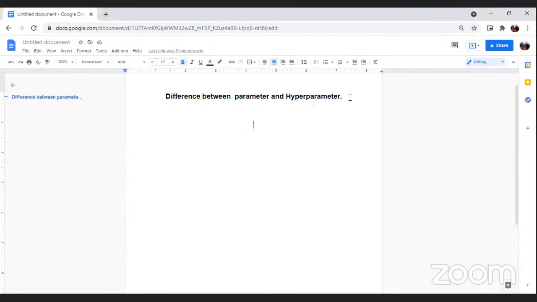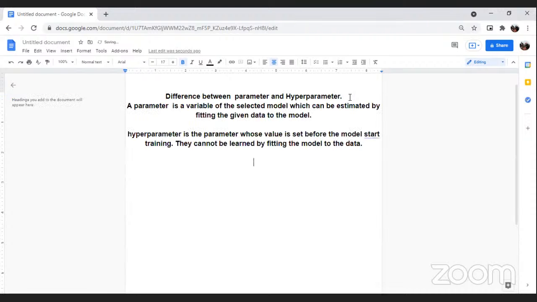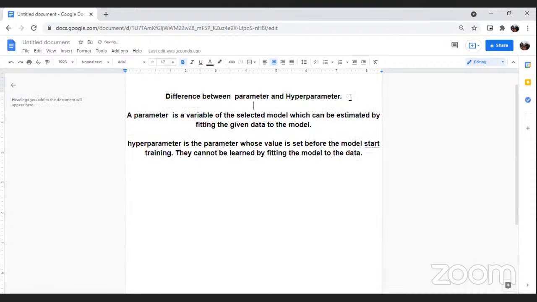Yes, Ipshita, this is another example that can be used for the difference between parameters and hyperparameters. Hyperparameters are basically manually tuned.